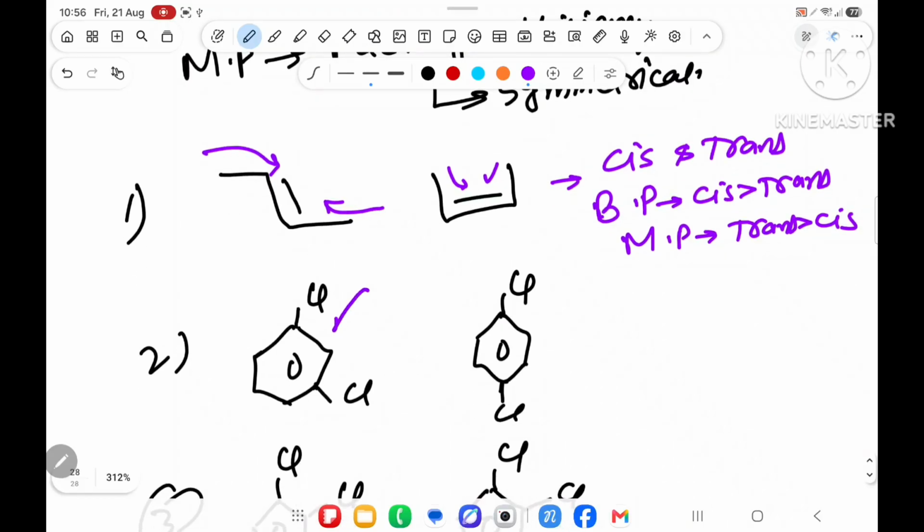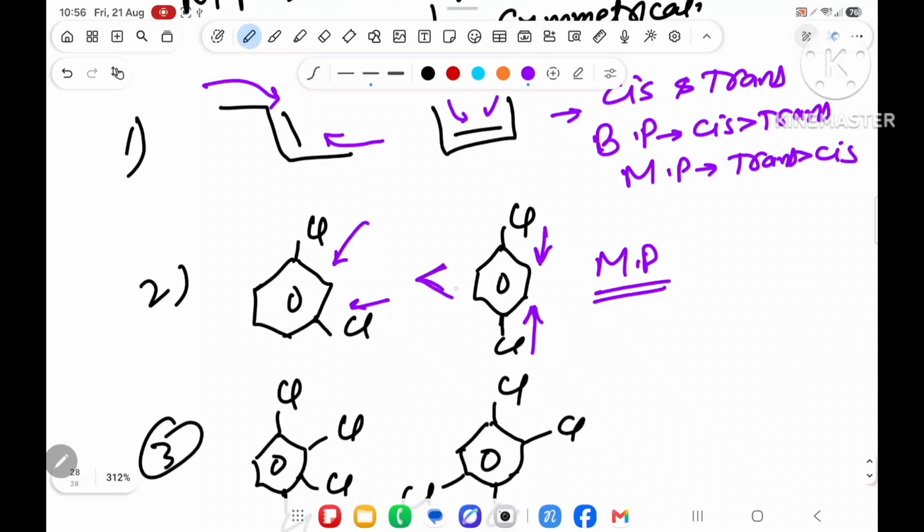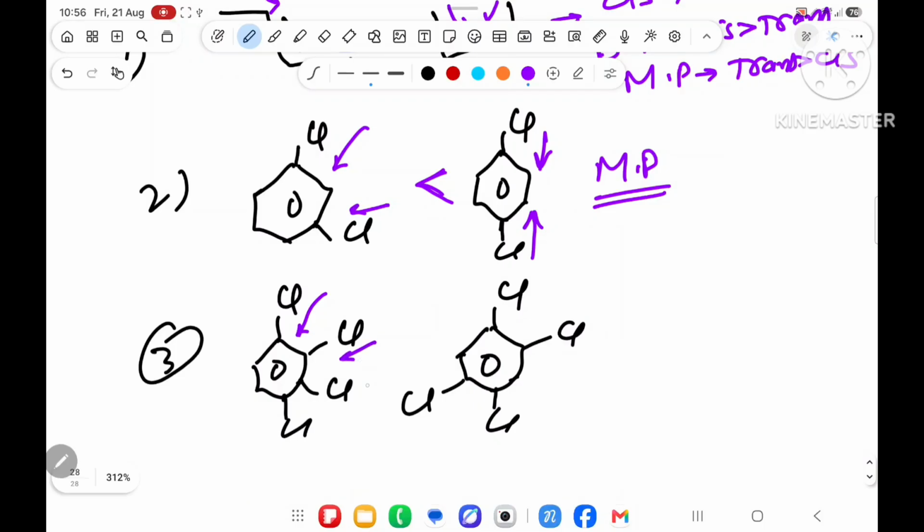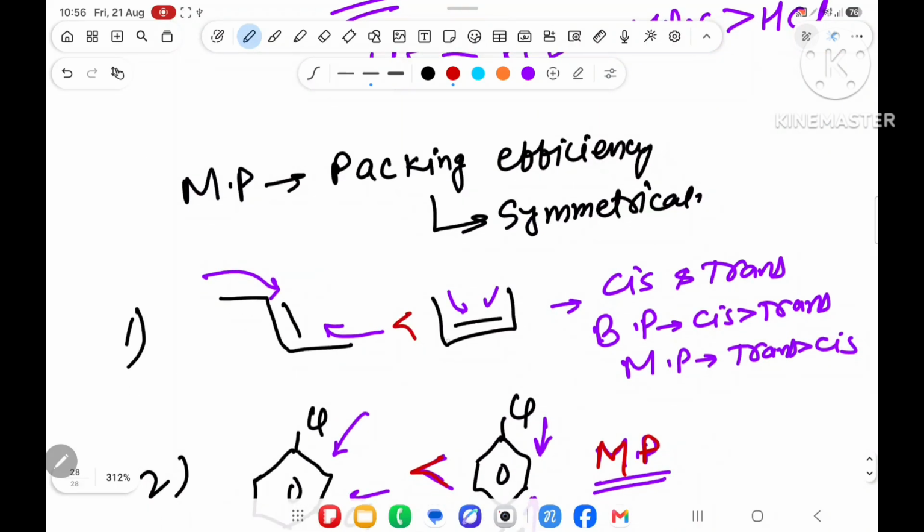Over here, this will be packed from these two sides, but this will be packed totally from here. So, melting point, I am talking about only melting point. Which has more melting point? This one. Over here it is packed from here, here, here and here, but the other is packed from here, both sides combined. So this has more melting point. Over here, melting point of this will be more. And over here, melting point of trans will be more. Why? Because it has more packing. So I hope you understood about melting point also.